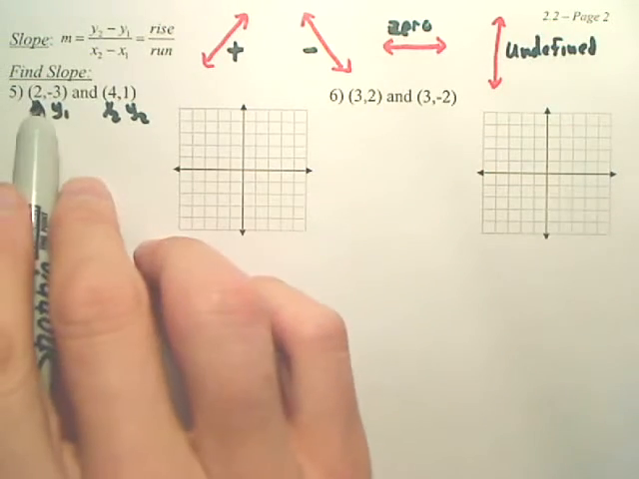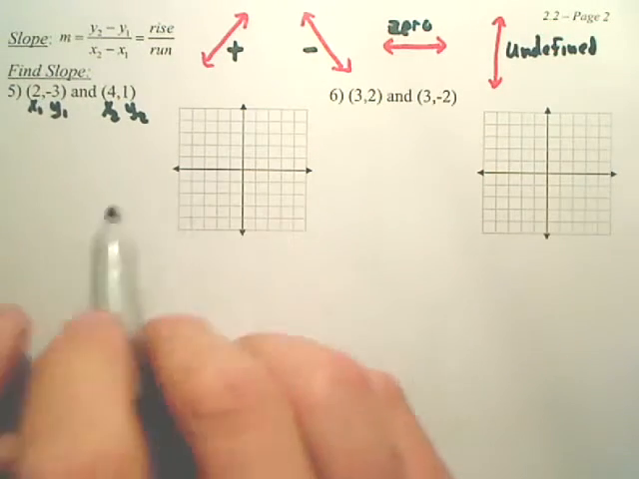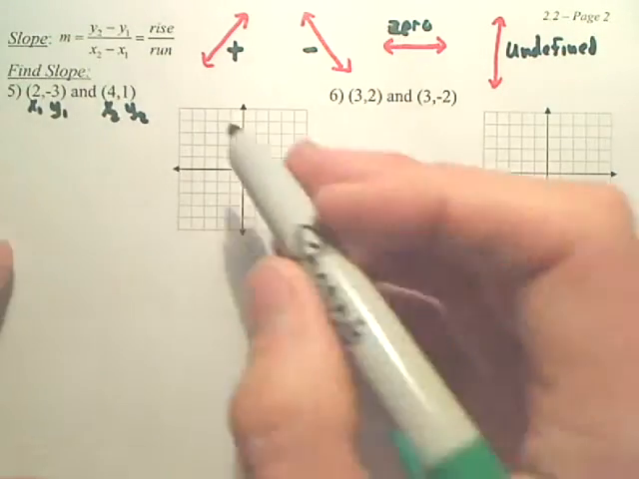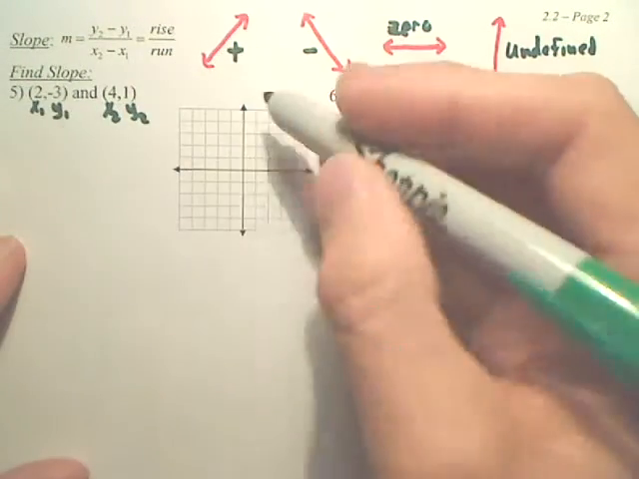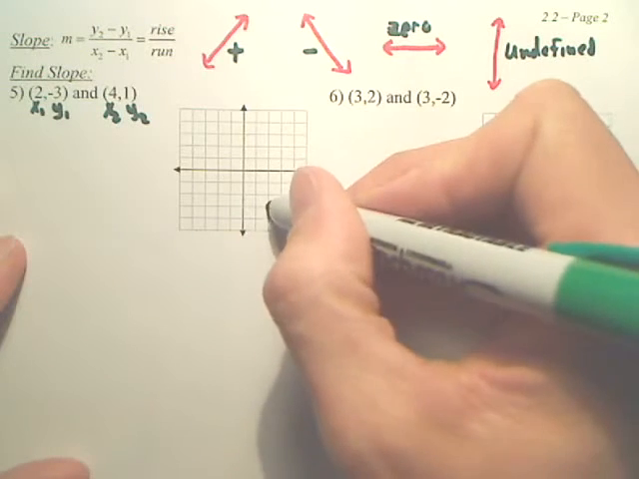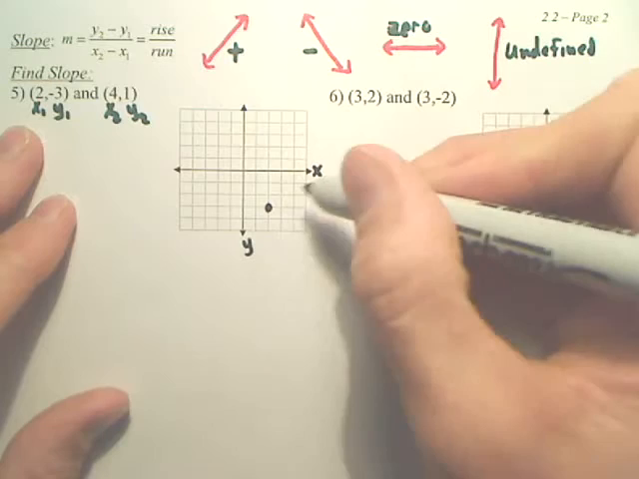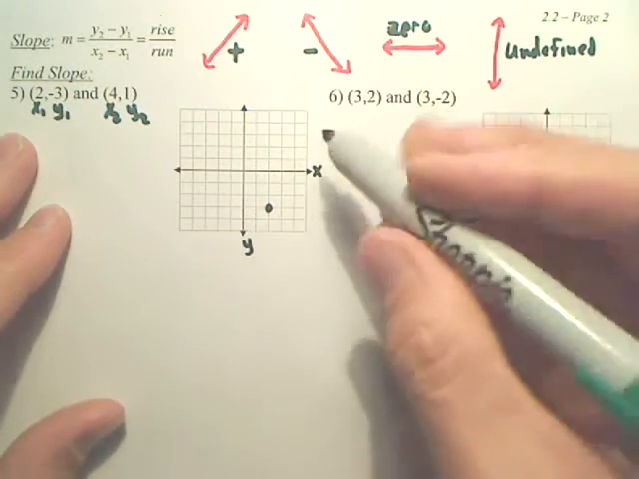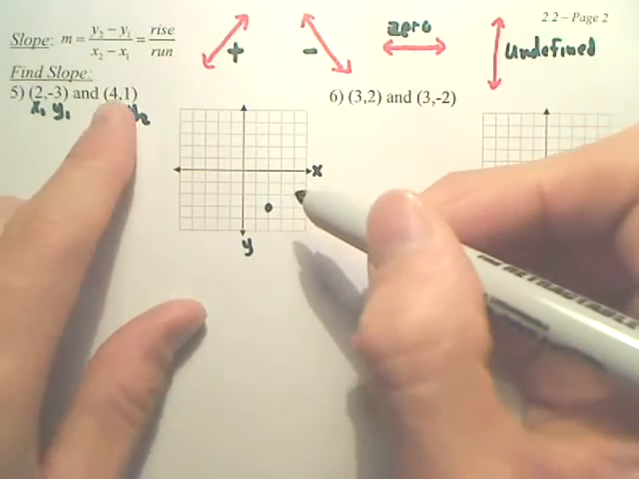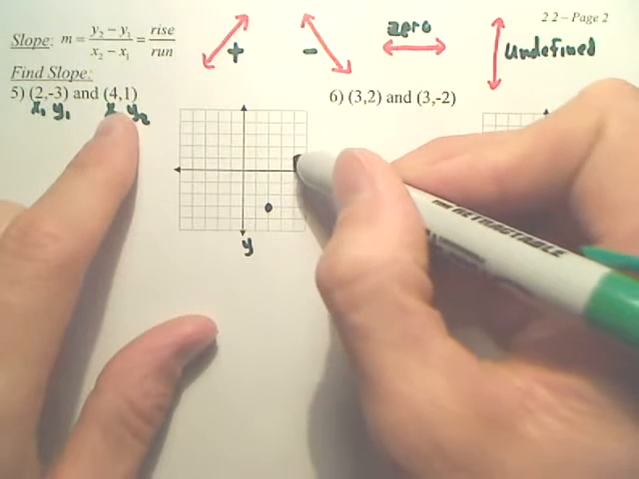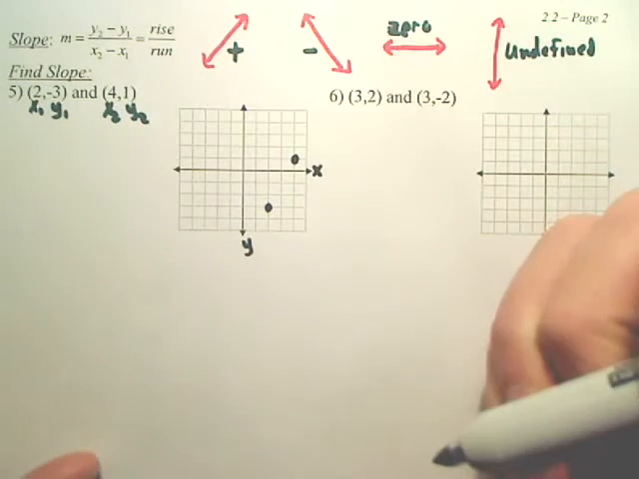We want to find the slope between these two points. There's two ways. You can graph it, or you can use this formula. I'm going to show you both. If we plot 2, negative 3, and 4, 1, this is your x-axis, this is your y-axis. You went over 2, down 3. This one is over 4, up 1. Is that right?